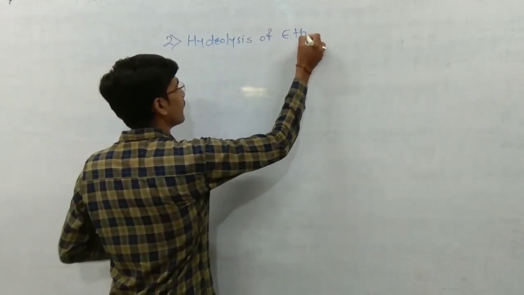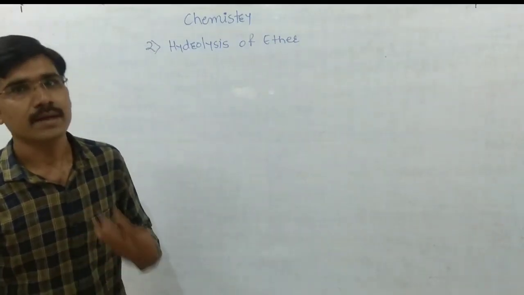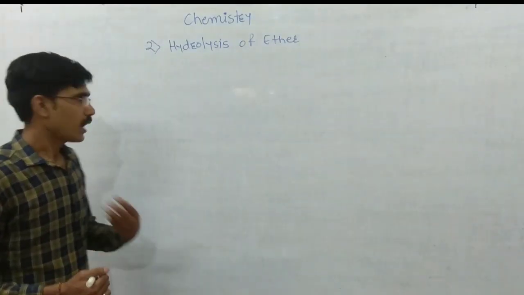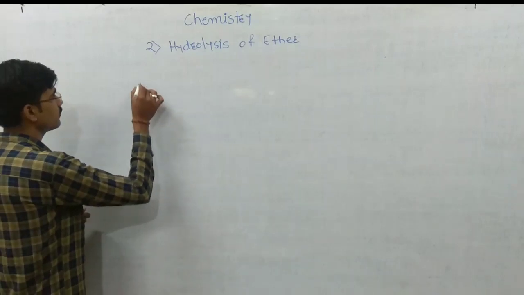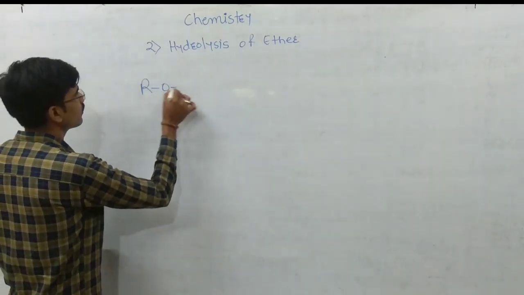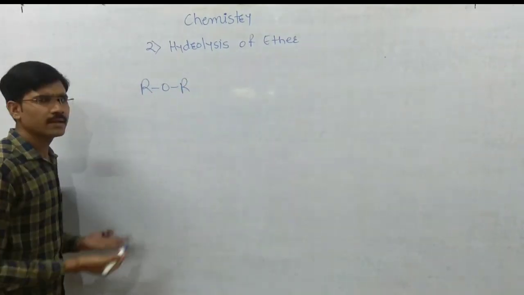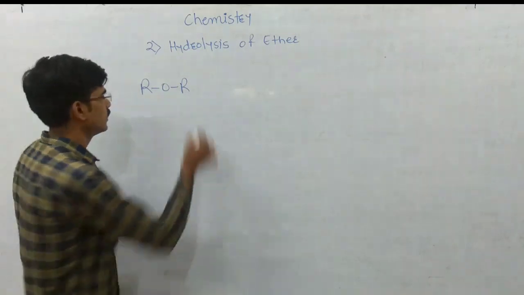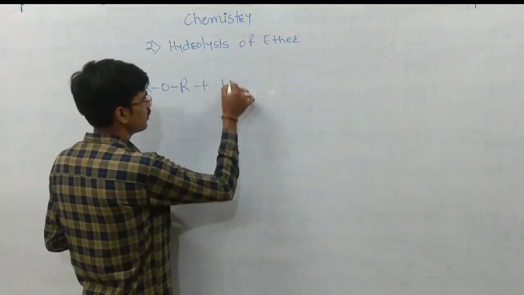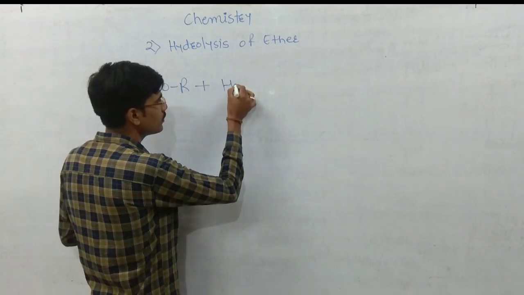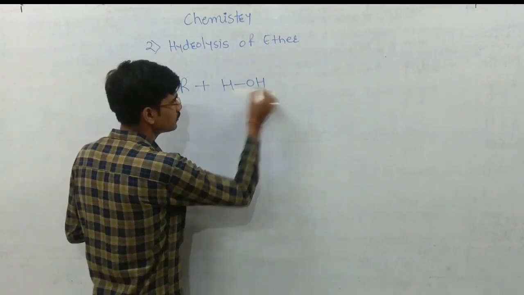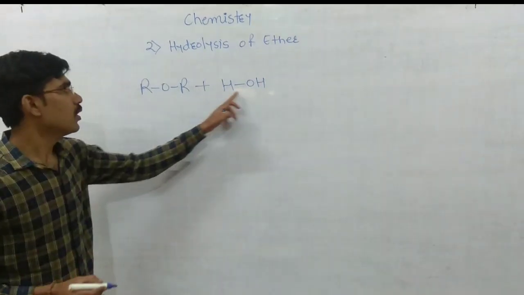Hydrolysis of ether. Hydrolysis means we take water molecules. Water molecules react with ether. First of all we take an ether molecule, any ether molecule ROR. It reacts with a water molecule. The water molecule we write here as HOH.